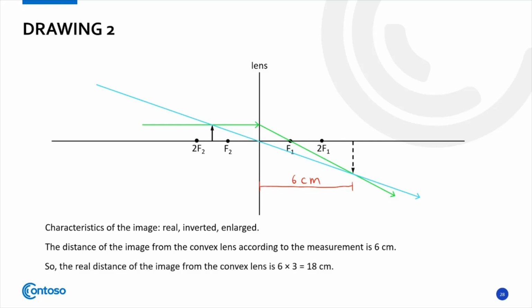It is just a coincidence that the distances of the image from the lens for both drawings are equal. It is possible that they can be different.